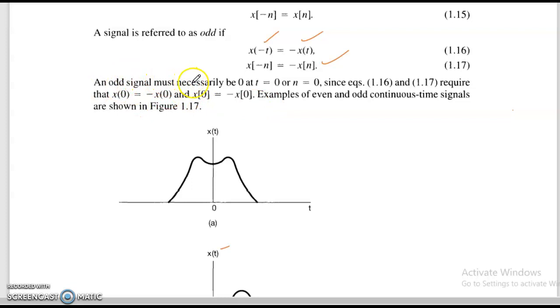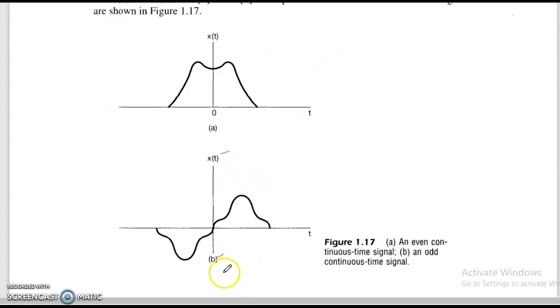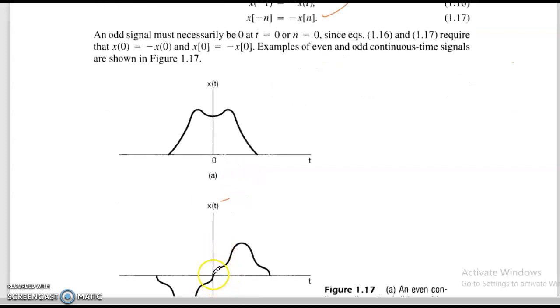An odd signal must necessarily be 0 at t equal to 0, or n equal to 0 in the discrete case. In an odd signal, at t equal to 0 the value is 0.